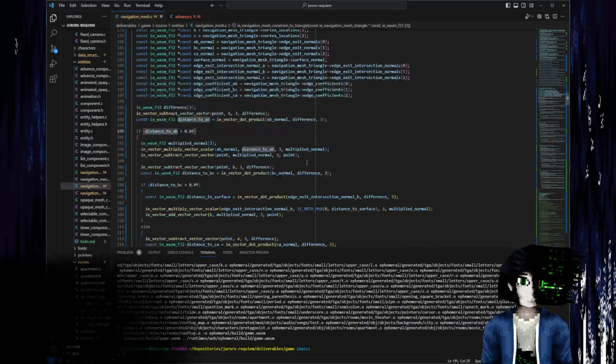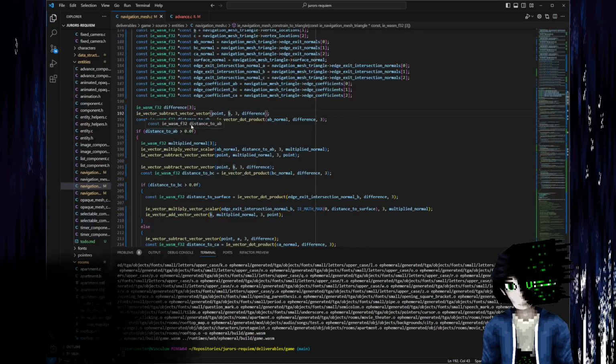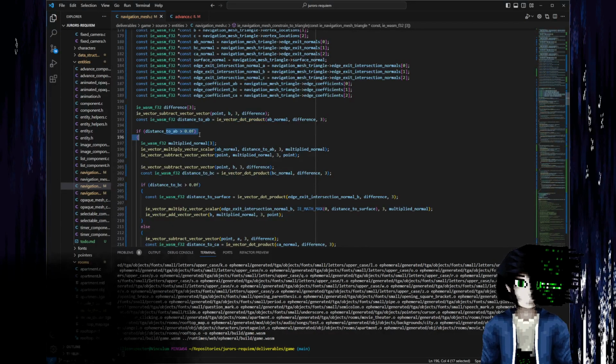Okay, so we get the distance between this point we're testing and vertex B. We're then doing a dot product with AB, and then we're checking whether we're over the edge. If we are, multiplying the normal with how far over we are to get the multiplied normal, and then subtracting that from the point to push it back onto the plane.